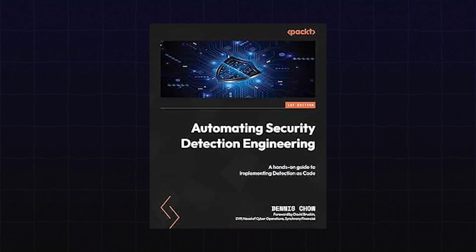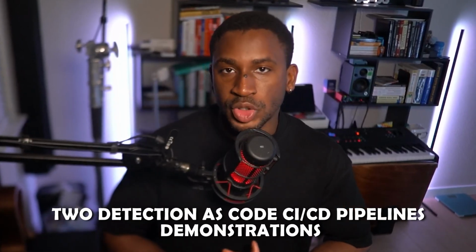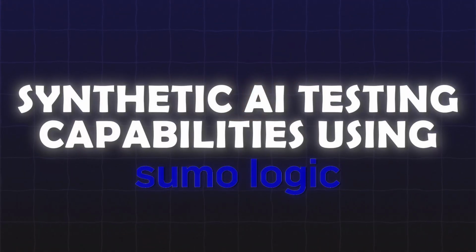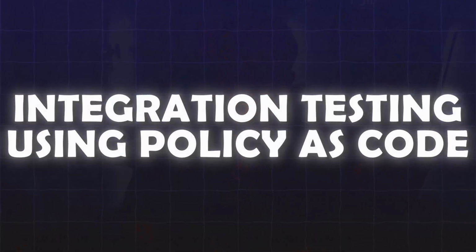Dennis kindly shares practical, hands-on knowledge based on concepts from his book, and in this video, we explore two detection as code CI/CD pipeline demonstrations. The first lab demonstrates some synthetic AI testing capabilities using Sumo Logic, while the second lab showcases integration testing using policy as code with Cloud Custodian and GCP.